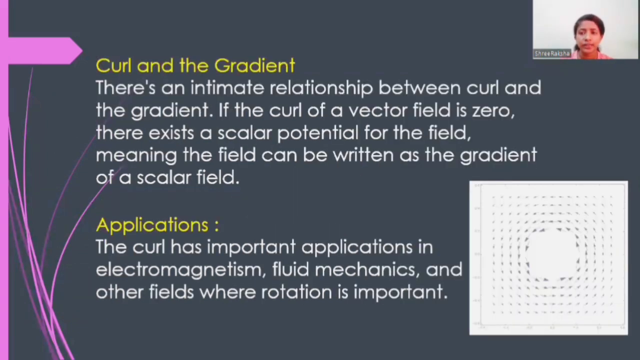The curl and the gradient. There is an important relationship between the curl and the gradient. If the curl of a vector is 0, then there exists a scalar potential for the field, meaning the field can be written as the gradient of a scalar field. Applications. The curl has important applications in electromagnetism, fluid mechanics, and other fields where rotation is important.